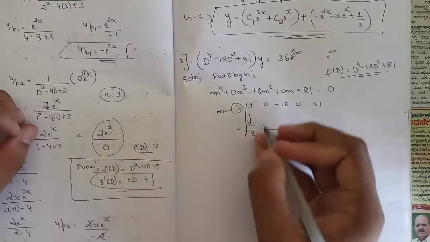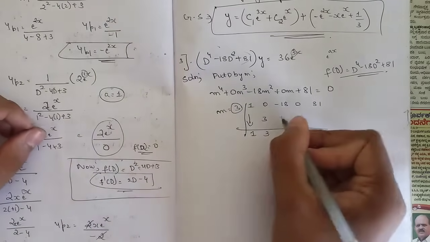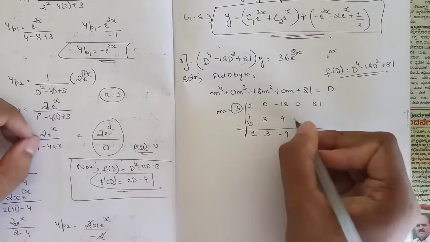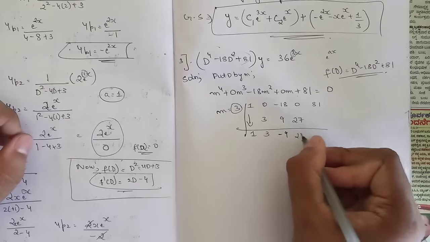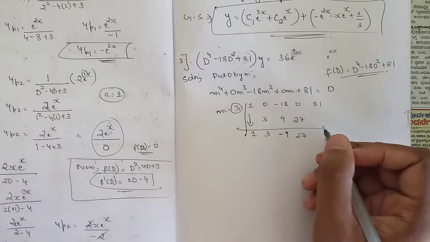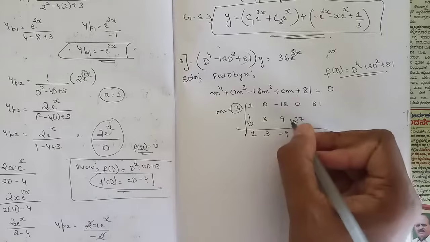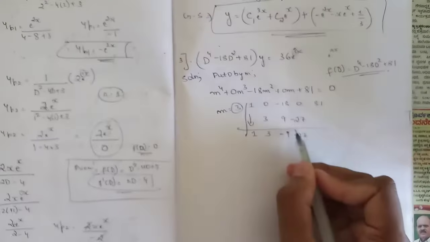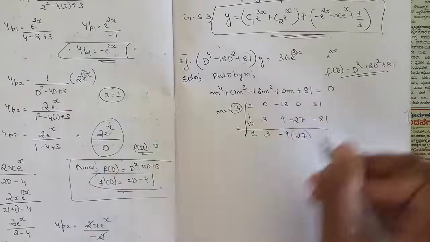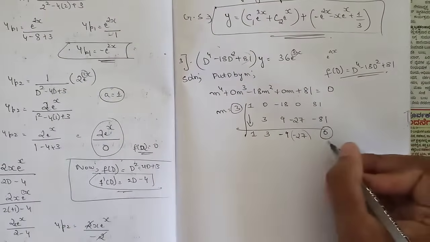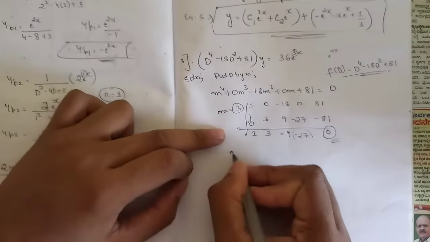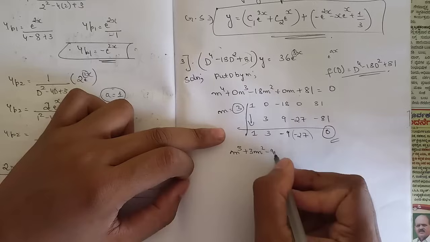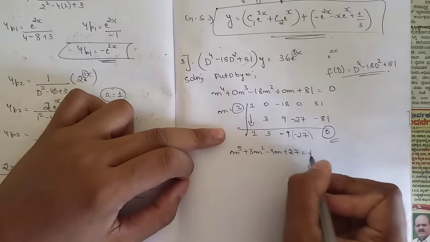So bring this 1 down, so 3 1s are 3, 0 plus 3 is 3, 3 3s are 9, −18 plus 9 is equal to −9, 3 into −9 is −27, 0 plus... 0 minus 27 is −27, and −27 into 3 is equal to −81. See, we got the answer as 0. So now write the cubic polynomial m³ + 3m² − 9m − 27 equal to 0.